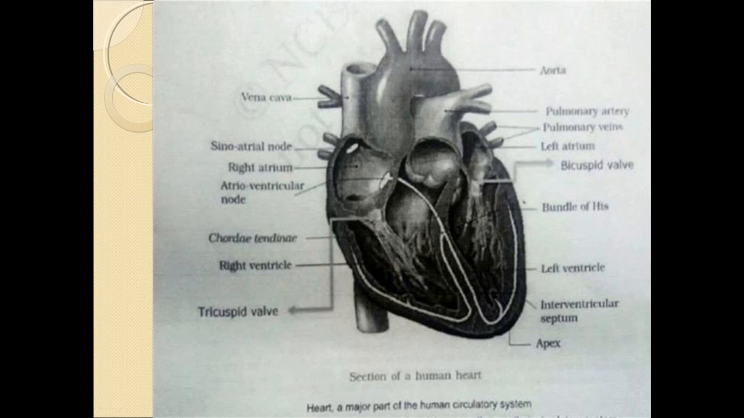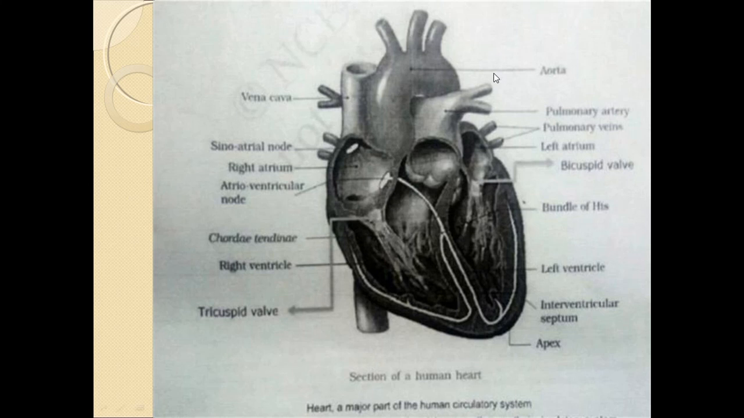The blood with oxygen from the lungs, we are calling it oxygenated blood, will be opening into the left atrium, the pulmonary veins, left atrium and the left ventricle. The bicuspid valve here will prevent the blood flow in the reverse direction. From the ventricle into the auricle, the reverse direction will be prevented by the presence of the bicuspid valve.